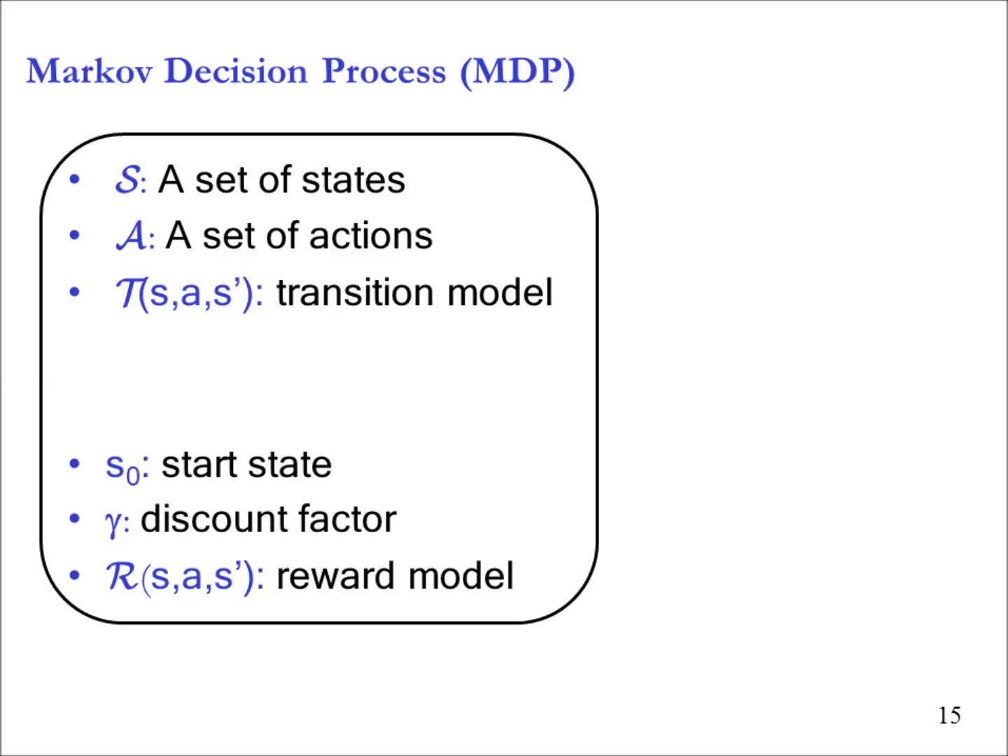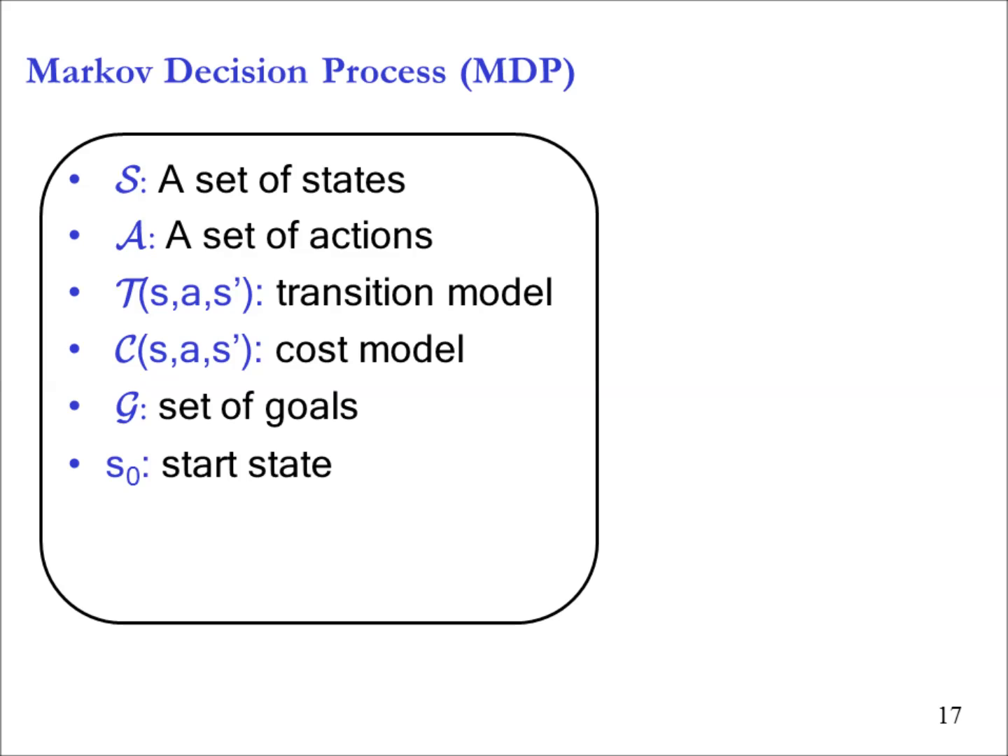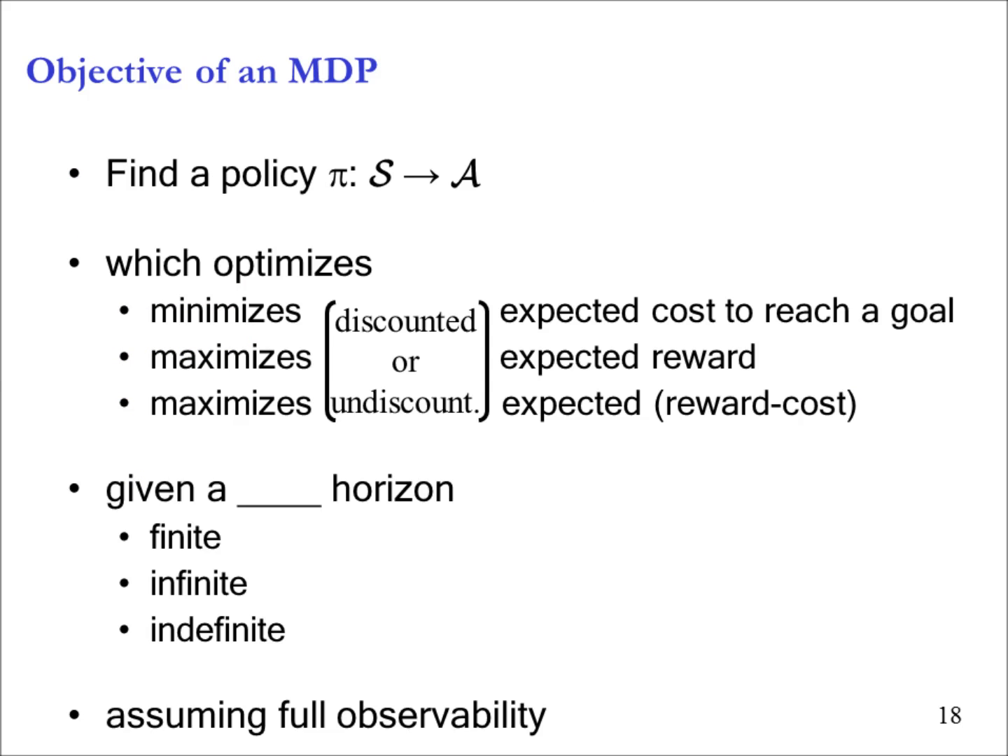Give me a minute. Right, so this is a consistent model: maximize my reward, no goal. This is a consistent model. I have costs of an action, I want to minimize the cost to reach some goals and so on. And I'm going to talk about discount factor in a minute.